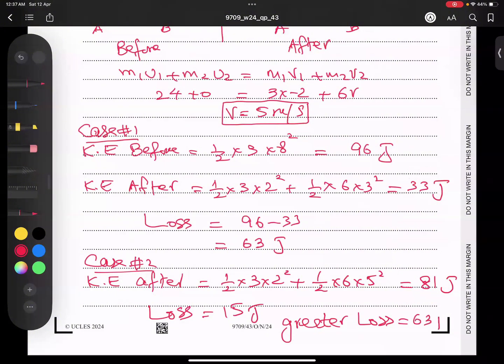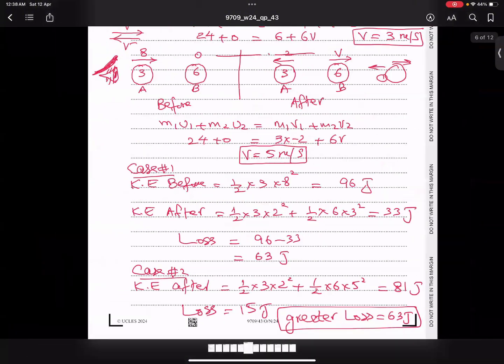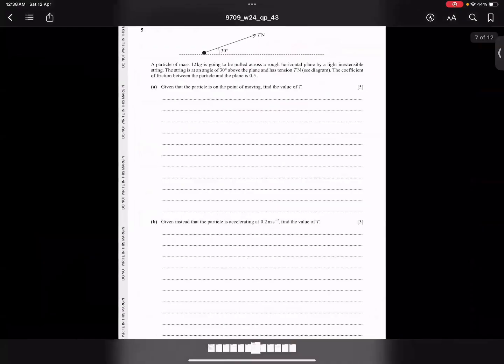So I hope the point is very clear. We can do it without even this, because we know that when this value becomes bigger, the loss becomes smaller. I can stop even here, because this value is small, so the loss is bigger. I can stop even here, but just for the sake of your understanding, I explained to you. I hope the concept is very clear. Let's go for the next question.